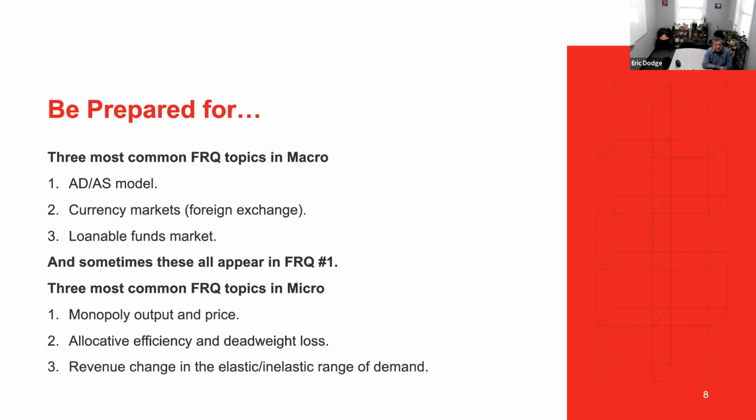On the micro side of things, this does not surprise me. The number one most common topic on the FRQs is something related to monopoly. Find the monopoly output, show the monopoly price. Related to that, quite often, is allocative efficiency. Need to know what that is, need to know where to find deadweight loss. That can also appear in questions related to externalities. Number three happens to be what we call the total revenue test, knowing how elastic or inelastic responses to a price change affect a firm's total revenue.